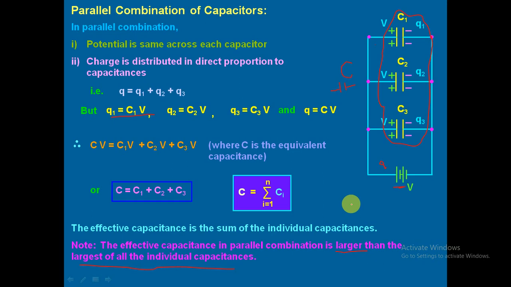So what we can conclude: when the capacitors are connected in series, then the reciprocal of the net capacitance is the sum of the reciprocals of all capacitances. And when the capacitors are connected in parallel, the net capacitance is the sum of all the capacitances.